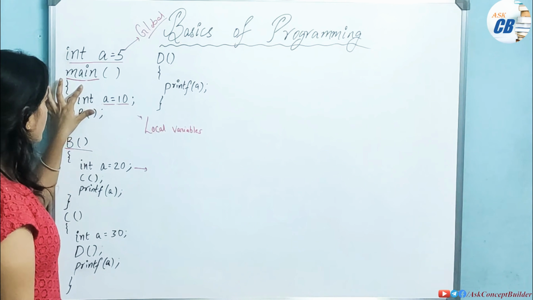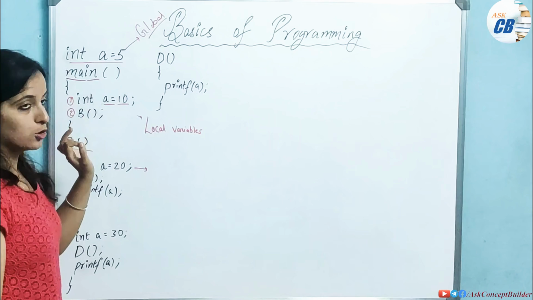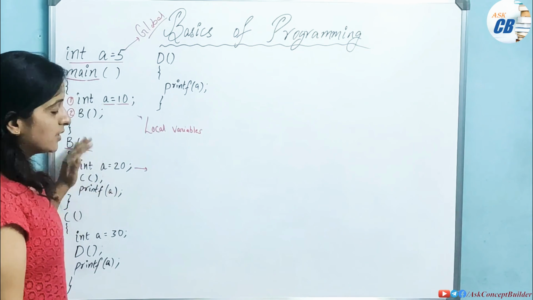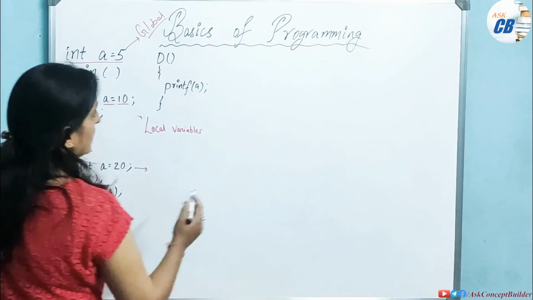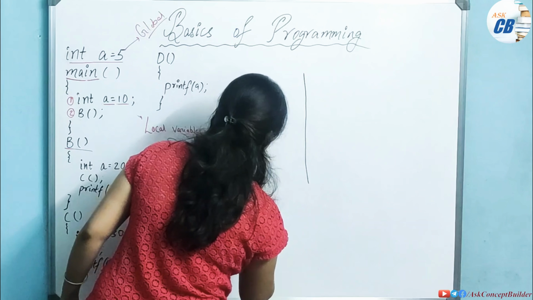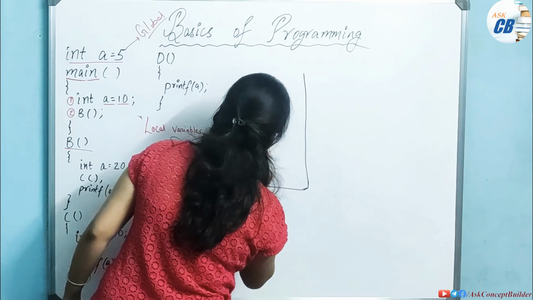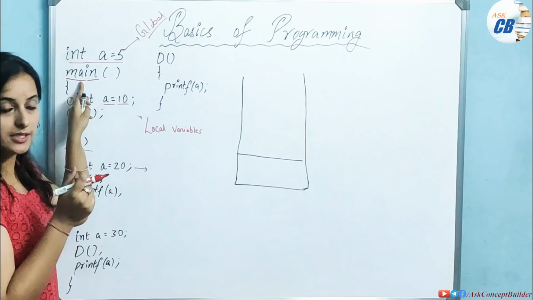So we'll start from the main function. The first statement of our main function is int a equals 10. Now see what happens when this program executes. A stack memory is allocated at runtime. Now see what will happen when this main function is executed.